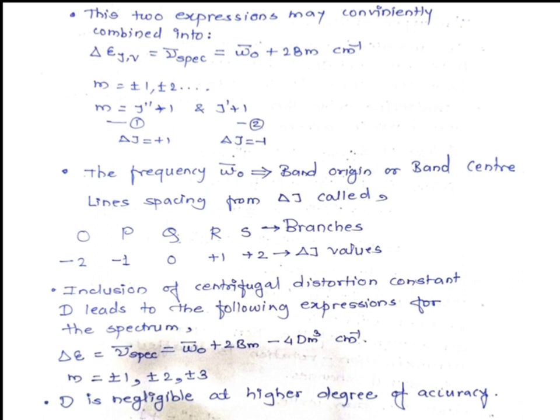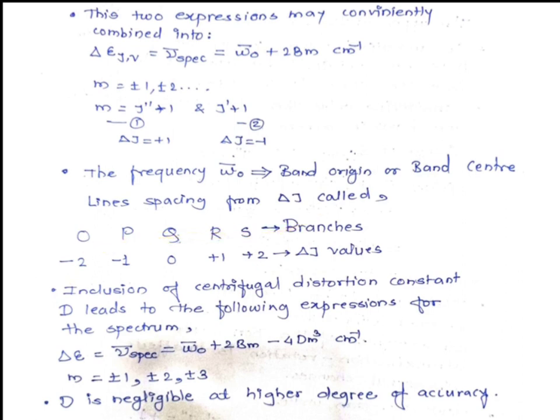But besides that, we will again observe some other branches that are O, P, Q, R, S. When delta J is equal to minus 2, we will observe the O branch. When minus 1, we will observe the P branch. When we observe 0, it will be the Q branch. When we observe plus 1, it will be the R branch. And when we observe plus 2, it will be the S branch. So when delta J values are these, we will observe these branches.